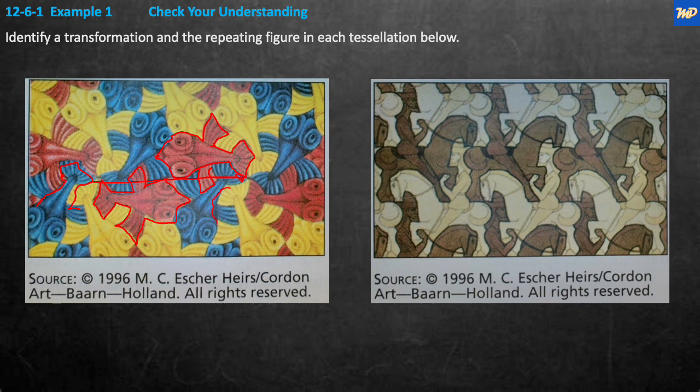So this is just, there's a red fish, a blue fish, and a yellow fish, and they're being oriented and turned and slid and rotated. So that's what we see in this picture. And then in the next picture, what do we have here? It wants to know what is the repeated figure and identify the transformation.